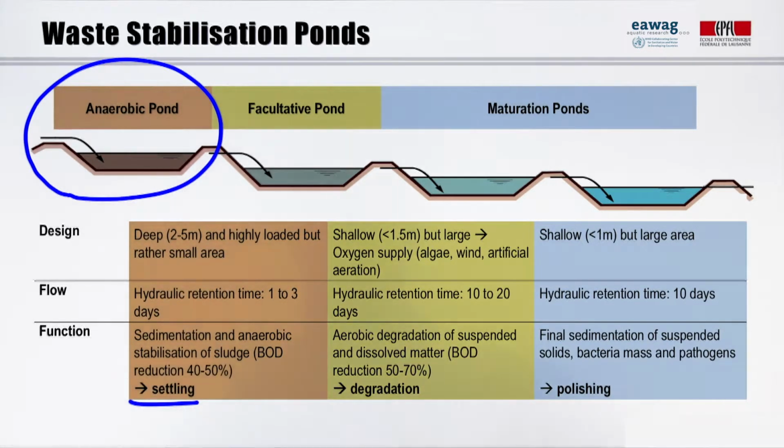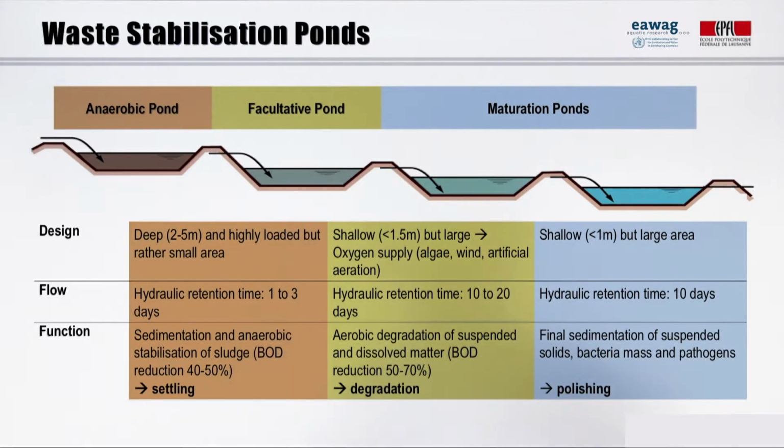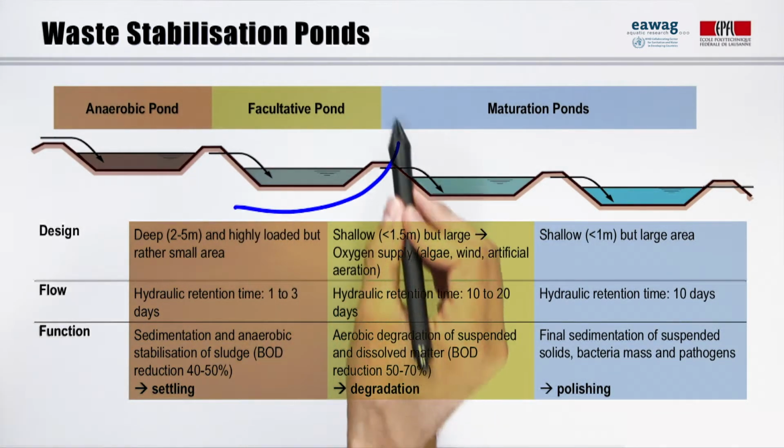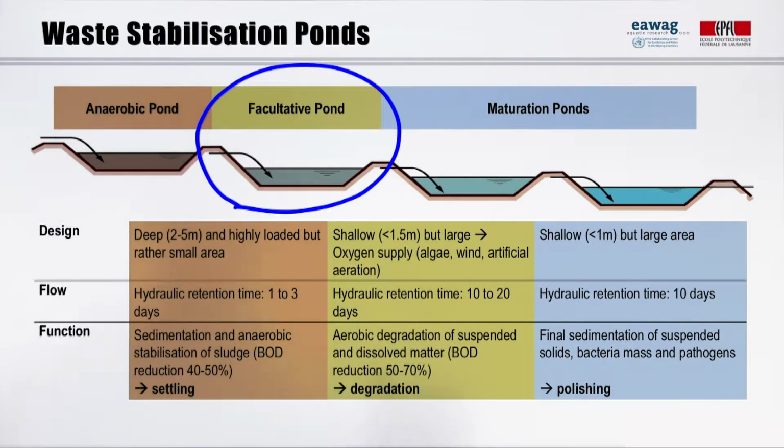The facultative pond, or facultative ponds if there are several, are shallower, usually less than 1.5 meters, but large. The idea here is to maximize the oxygen supply, either through algae, wind, or artificial aeration. The hydraulic retention time there is longer, from 10 to 20 days. Here, the main function is the aerobic degradation of suspended and dissolved matter, thus degradation.